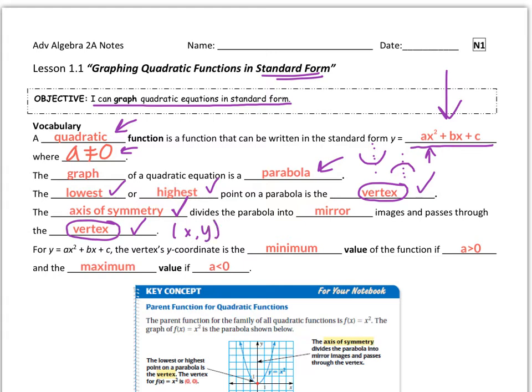The last statement in this vocabulary section says that for y equals ax squared plus bx plus c, the vertex's y coordinate is the minimum value of the function if a is greater than 0, and it is the maximum value if a is less than 0. So that's just stating that if we have a parabola that looks like this, then a is probably a negative number because it's less than 0. If it looks like this, then a is going to be positive because a would be greater than 0.